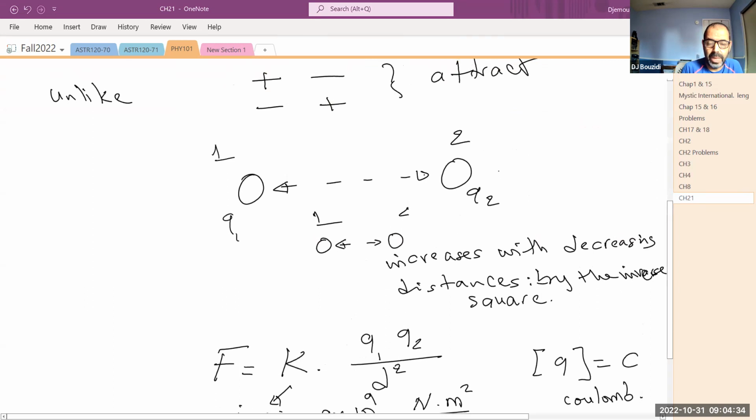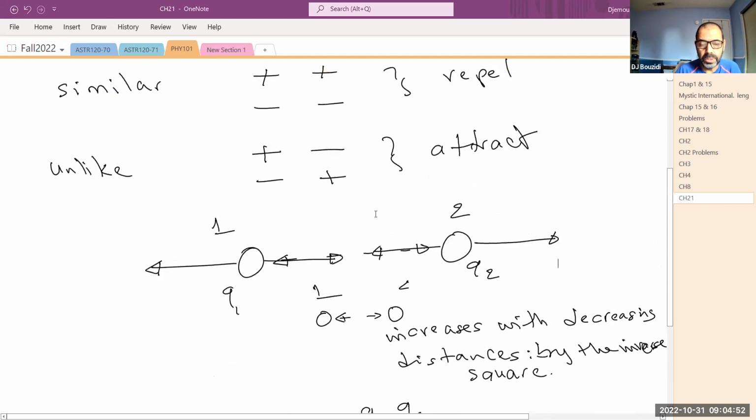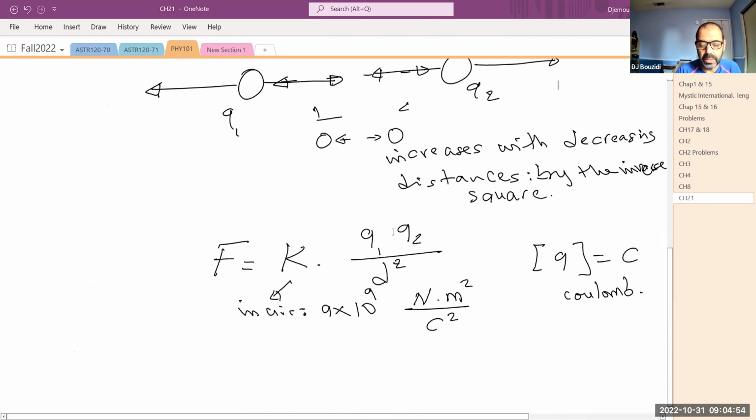The force can be repulsive, where the two charges repel one another, or attractive, depending on the sign. But the point is that it acts on the axis that joins the two charges, collinear with that axis. So this is in a nutshell what we discovered last time.